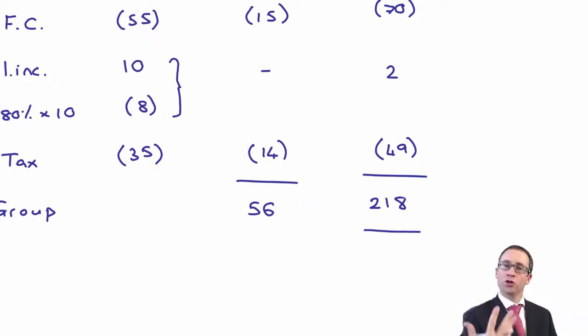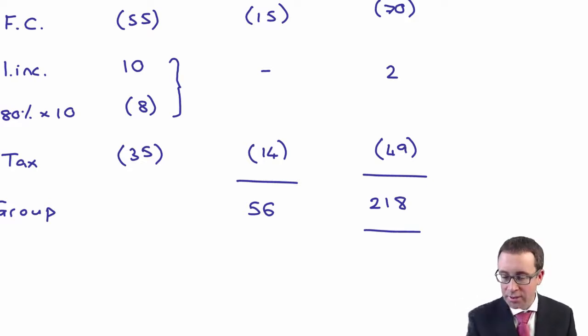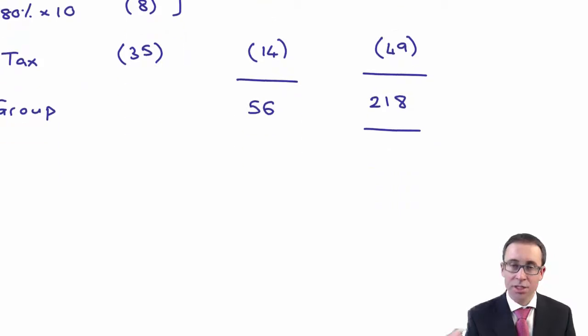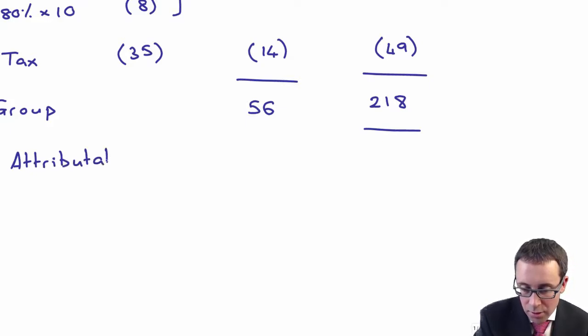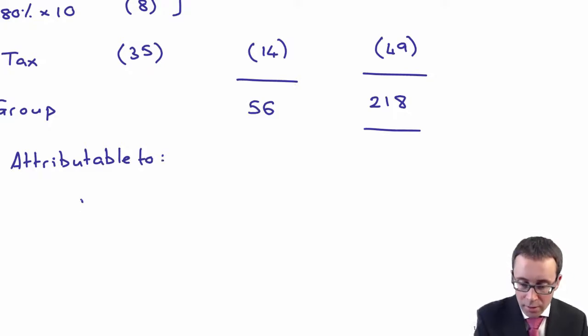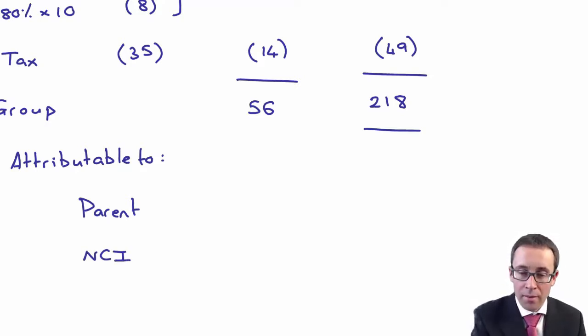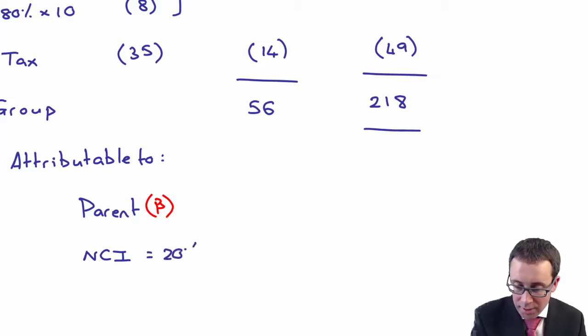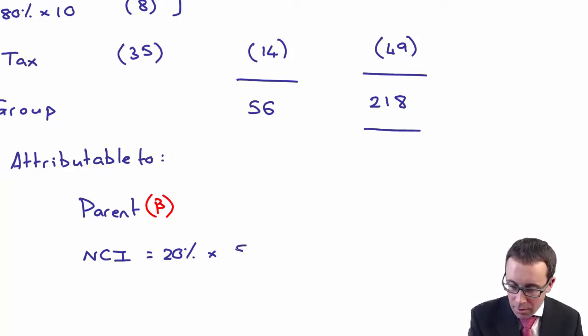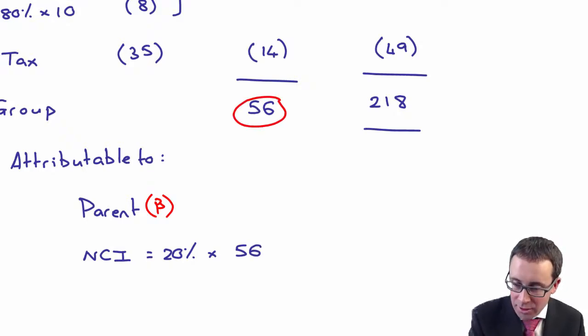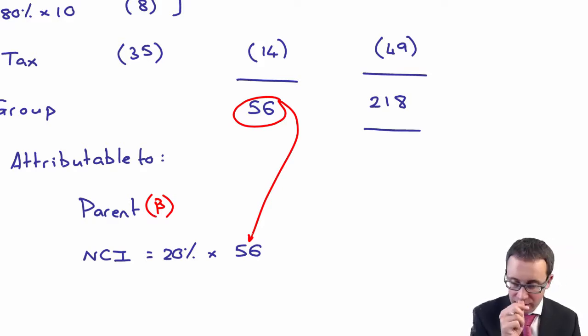That's showing in the control, isn't it? Because we put in all of P and all of S, albeit S's has been prorated because of the mid-year acquisition. What we then need to do is split those amounts into the amount attributable to, so showing ownership. What does the parent own and what does the NCI own? Remember, the parent figure is going to be a balancing figure. The non-controlling interest is showing the NCI ownership interest in the sub. The NCI own 20% of S's profits. S's profits are there as 56. So is that 11.2?